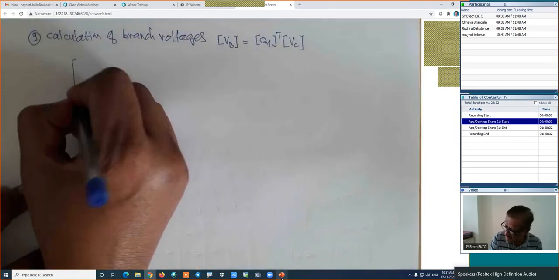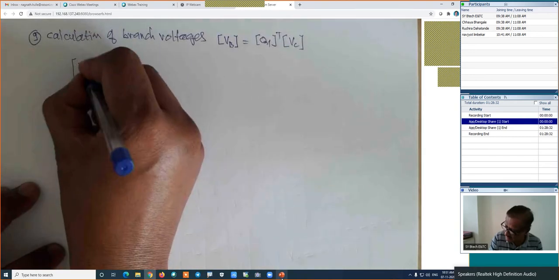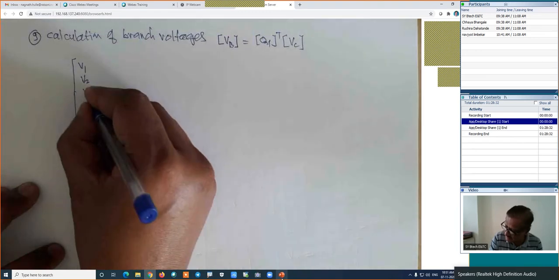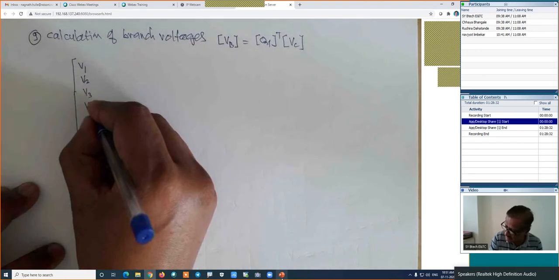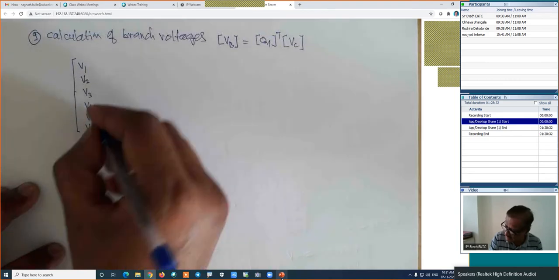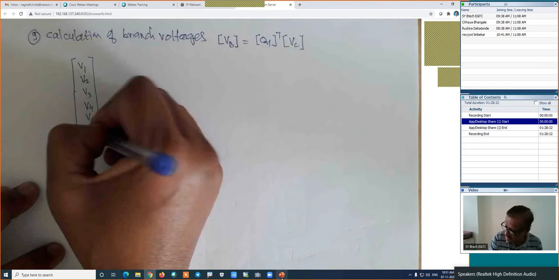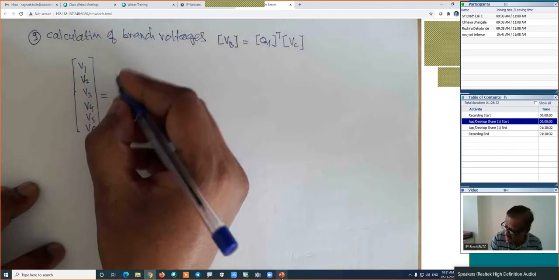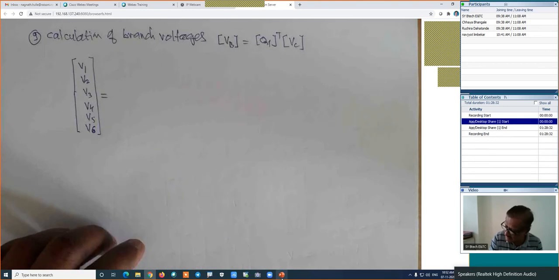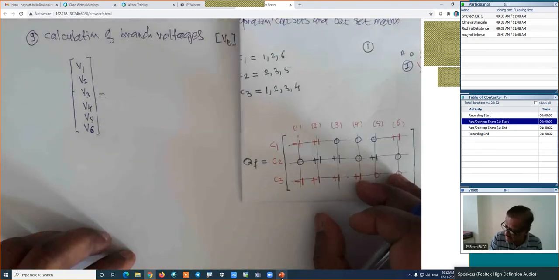Here I will write this matrix. VB is nothing but the branch voltages. We have 6 branches, which means we have 6 voltages: V1, V2, V3, V4, V5, and finally V6. These are the 6 voltages in which we are interested, which is equal to the transpose of this fundamental cut set matrix QF.